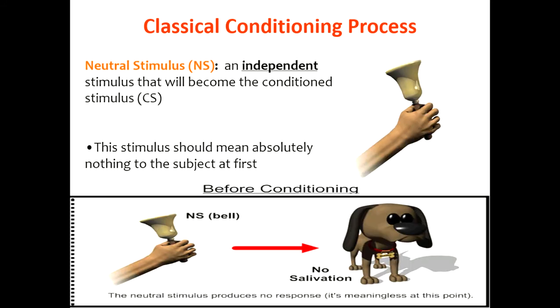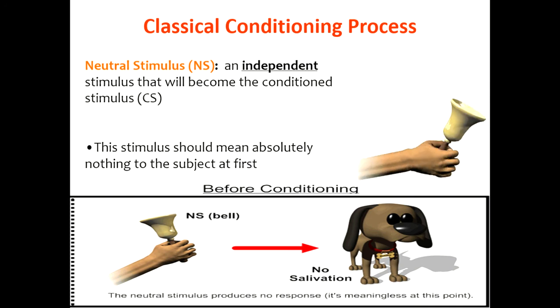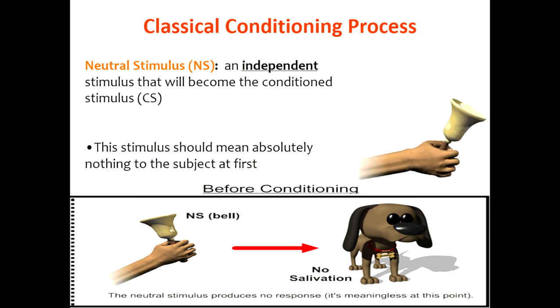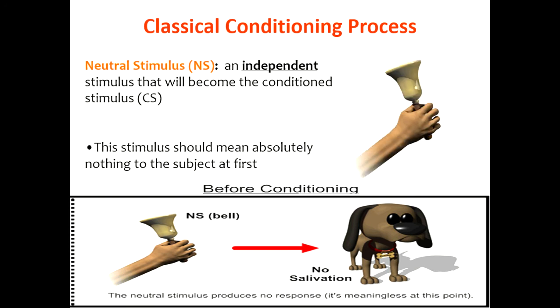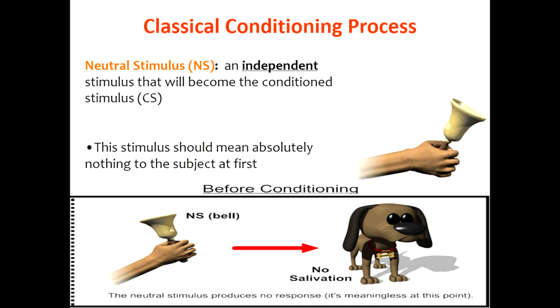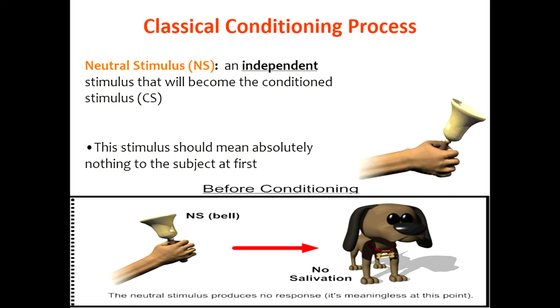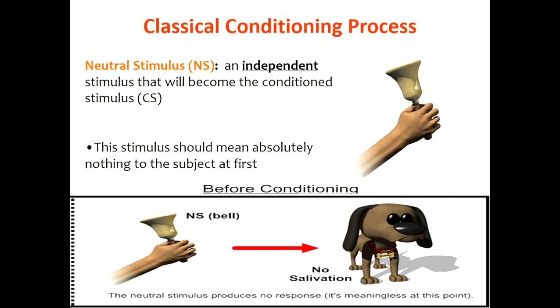A neutral stimulus is independent. It doesn't produce a reaction by itself. The stimulus should mean nothing to the subject at first. Again, a dog might react to the sound of a bell, but they're not associating that bell with anything. The stimulus is essentially meaningless at this point. The neutral stimulus becomes the conditioned stimulus after learning has taken place.